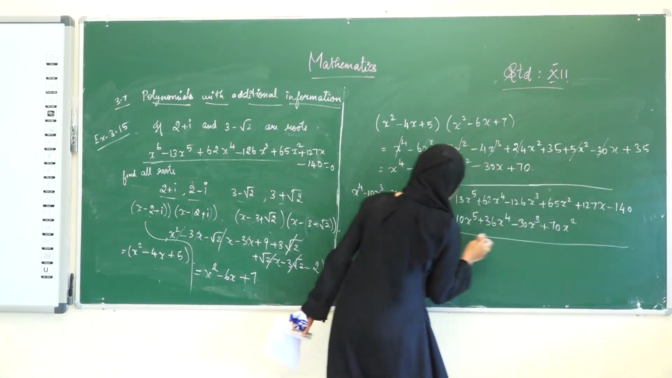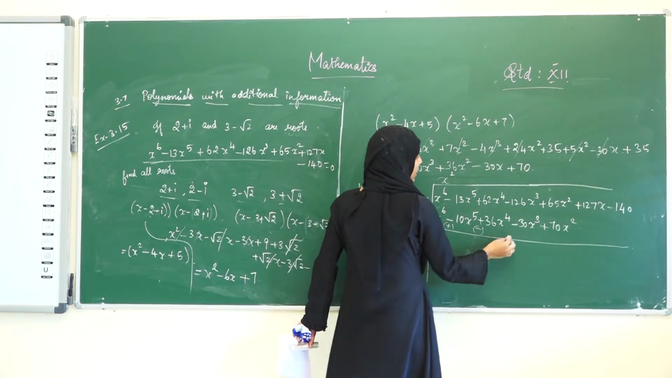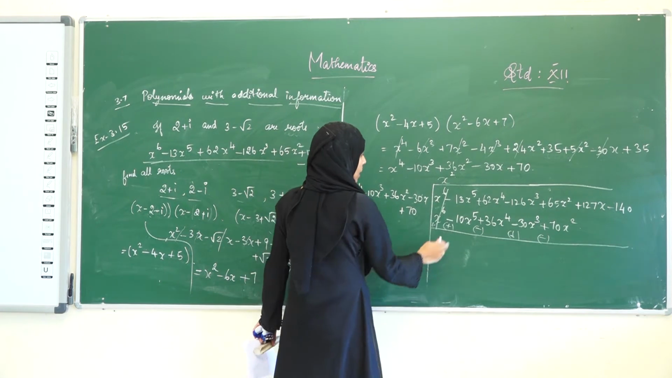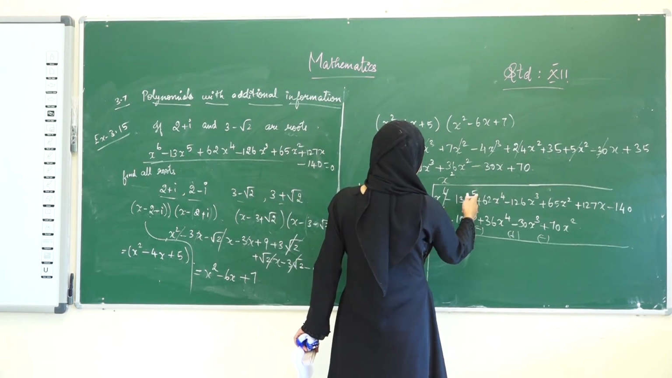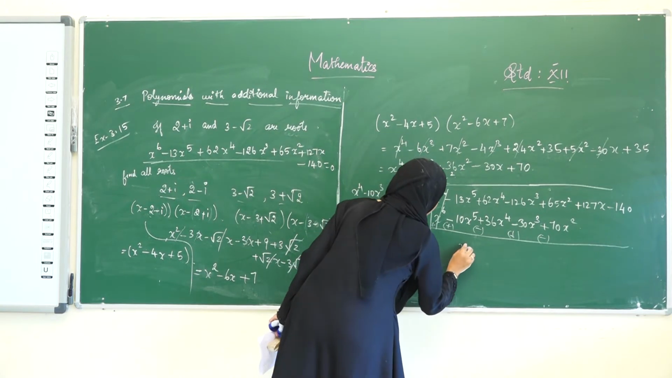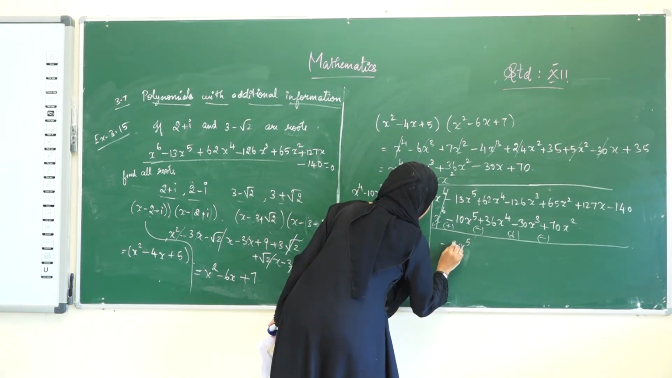So now we are going to change the signs. Here it becomes minus, here it is plus, here it is minus, here it is plus, and here it is minus. See, this term gets cancelled. Minus 13x power 5, here it is x power 5. On solving this, what we get is minus 3x power 5.